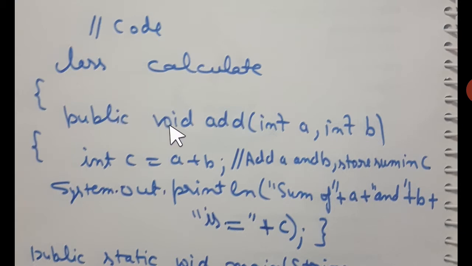Now where I am going to do that, I'm going to do it inside the function add. So public void: public is the access specifier, void is the return type, add is the name of the function, that is an identifier for this function which I'm defining. Now two integers were required. There are two numbers, int a, int b. All right, so these are formal parameters or formal arguments.